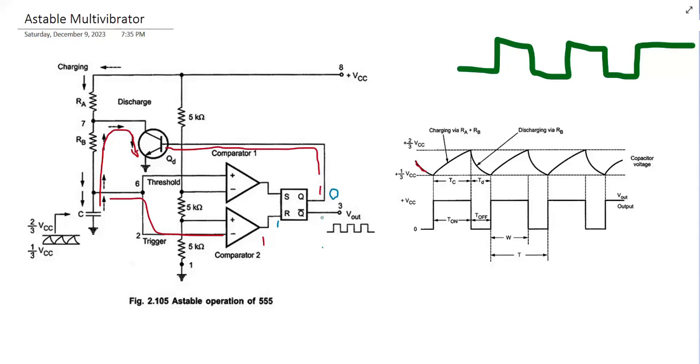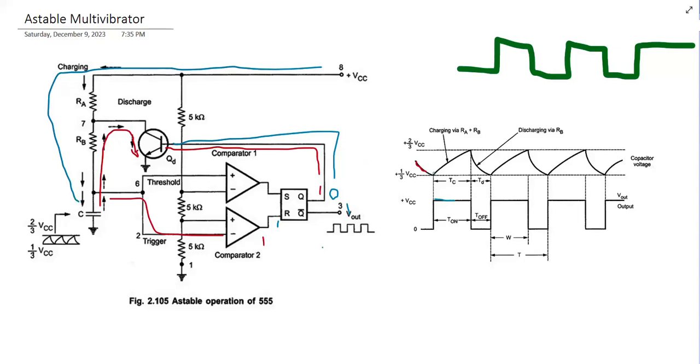So when Q is 0, we know that Q bar will be in the high condition. So we can see here our output, that is Q bar, is high. Now this 0 goes to the transistor gate, which makes the transistor off, so there is no connection here. What happens? Our capacitor starts charging through this path.